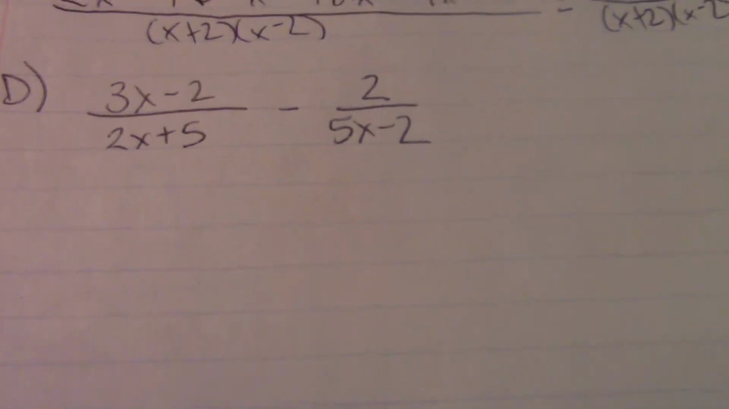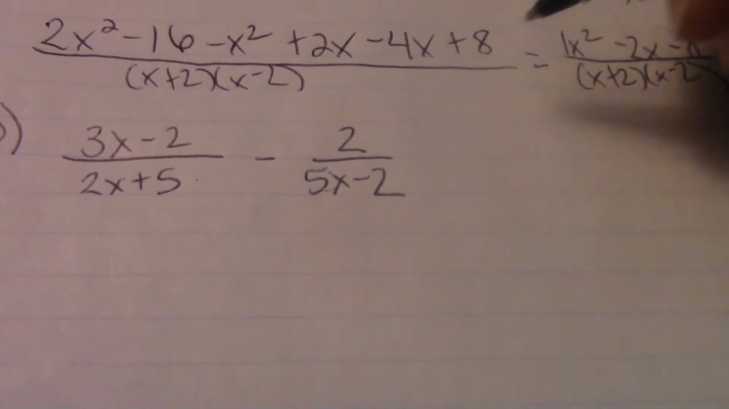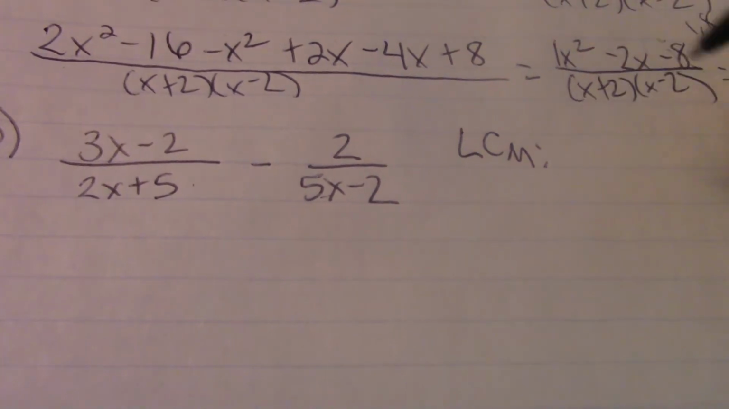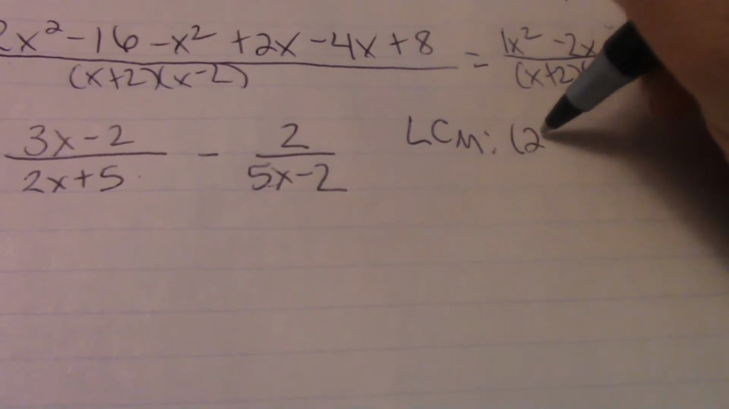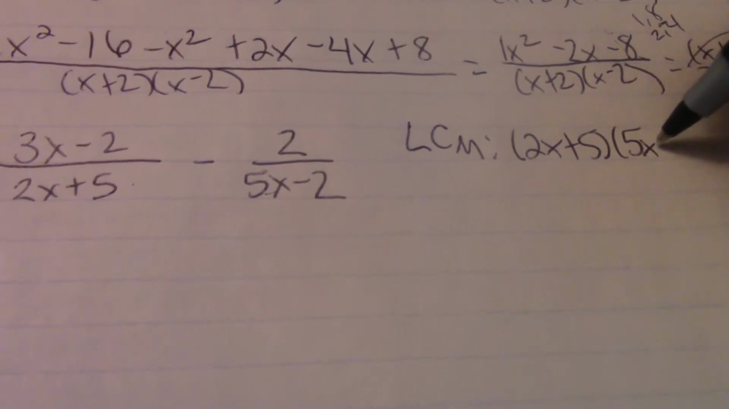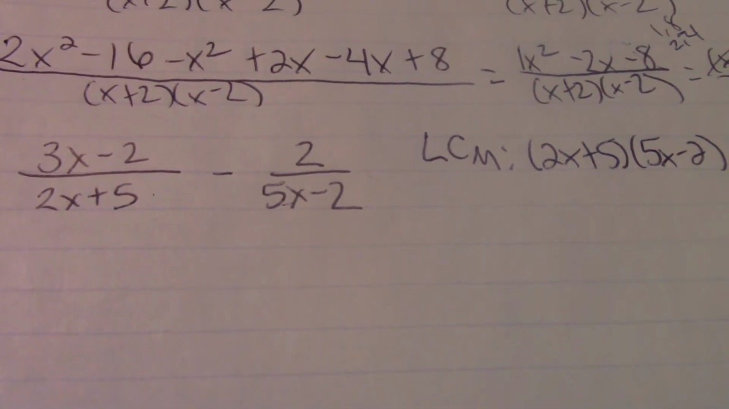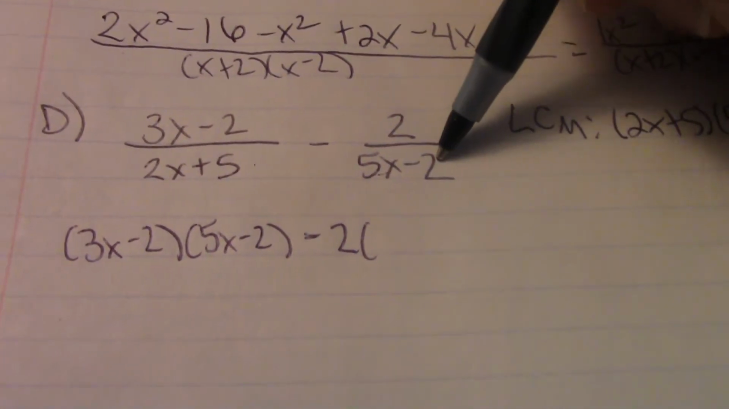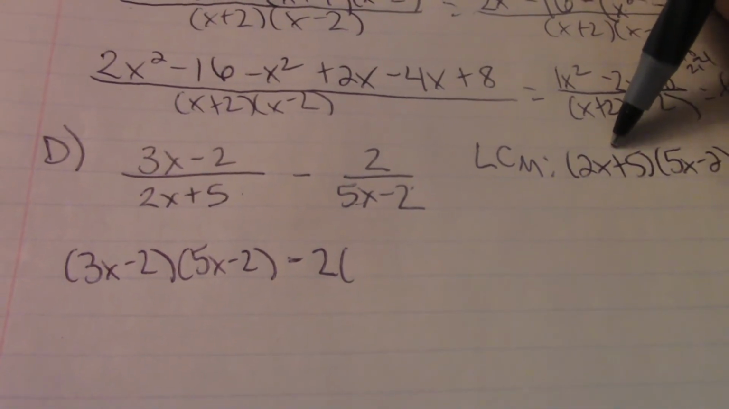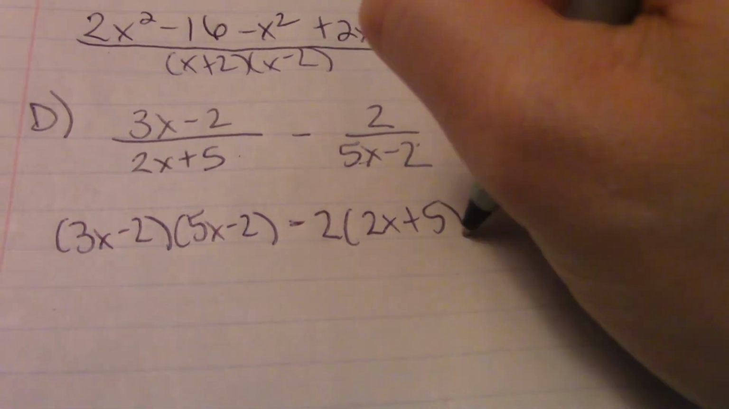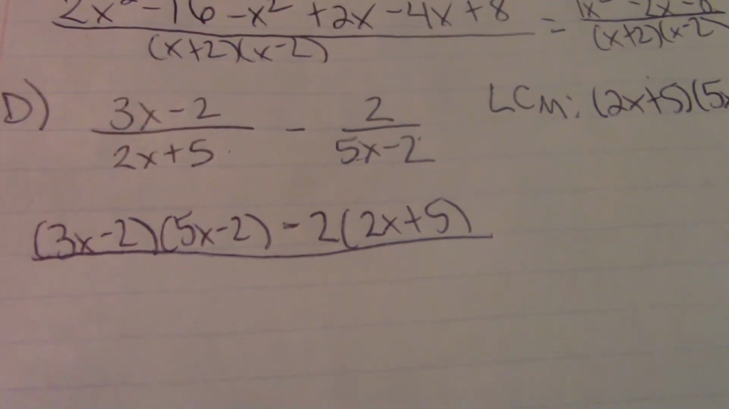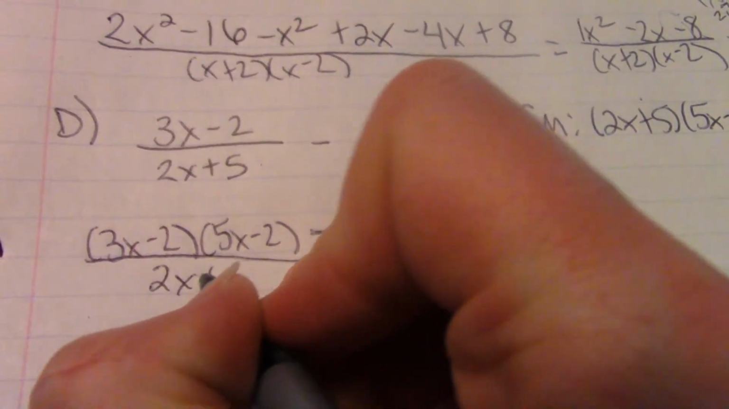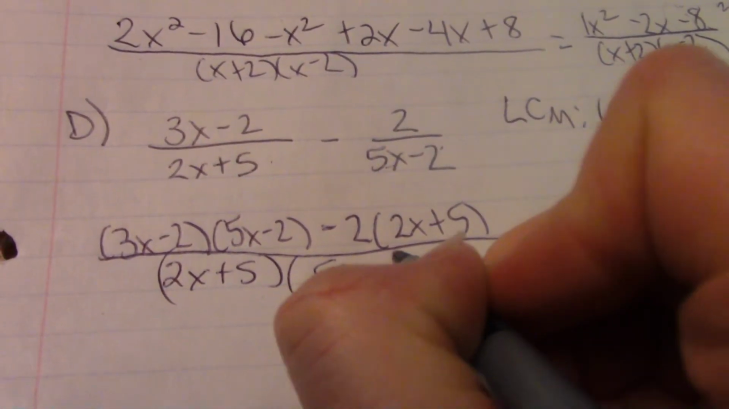D, another minus. This time, neither one of the bottoms can be factored, so I can go straight to my LCM. Since they're not the same, that means I need them both. So 2x plus 5 and 5x minus 2. So this 3x minus 2 does not have this 5x minus 2. This 5x minus 2 does not have this 2x plus 5. And this is all over the LCM we just decided. 2x plus 5 and 5x minus 2.